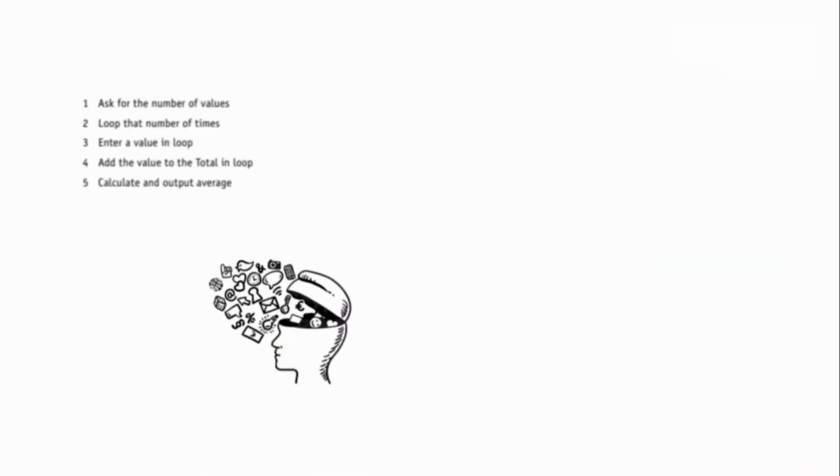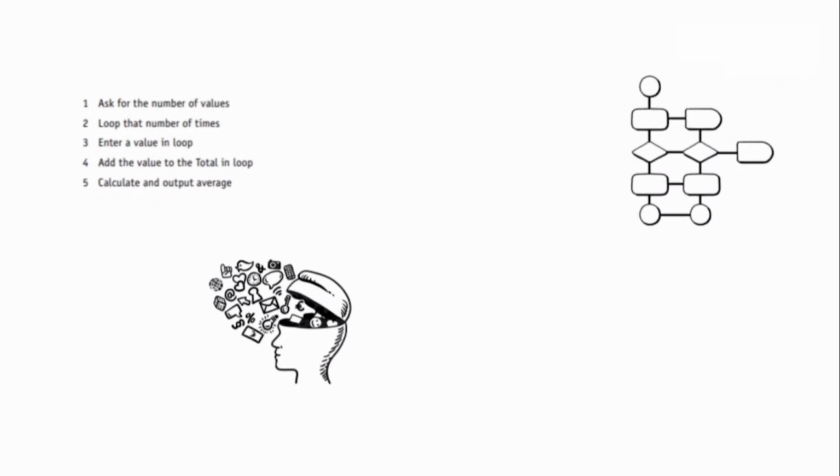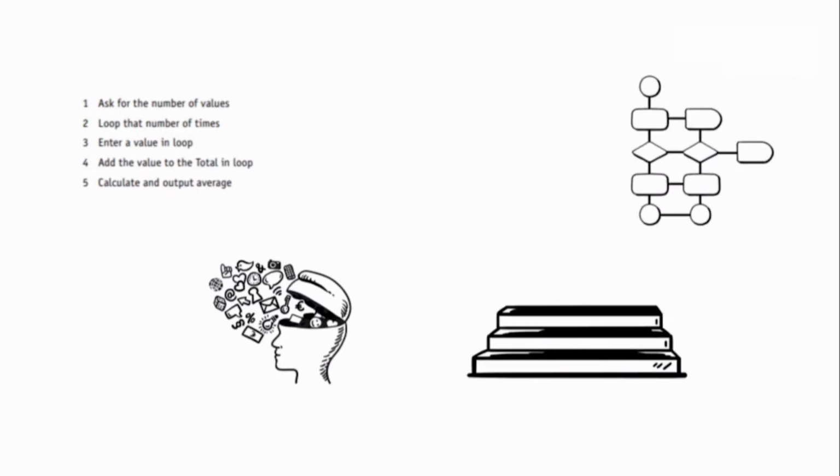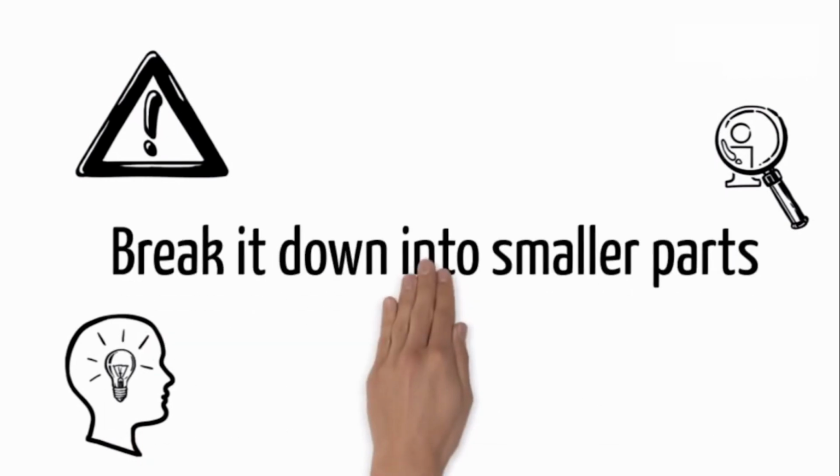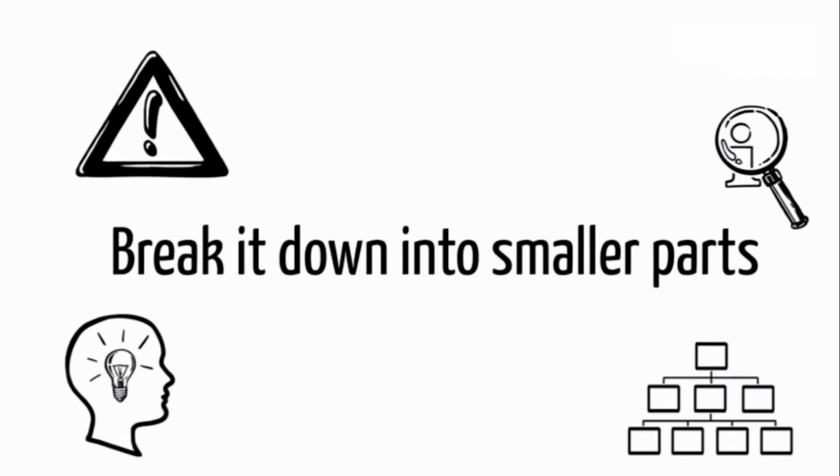To create an algorithm in flowchart, we need to follow a few simple steps. Let me break it down for you. 1. Understand the problem. First, identify and clearly define the problem you need to solve. Break it down into smaller parts if needed.